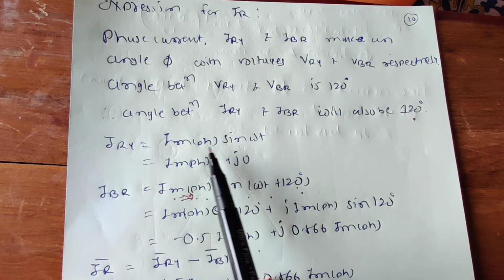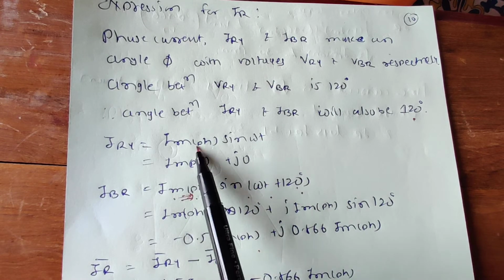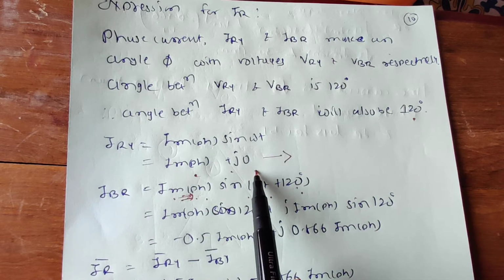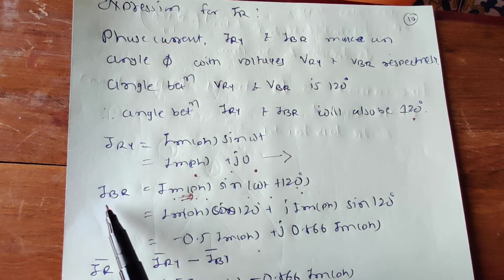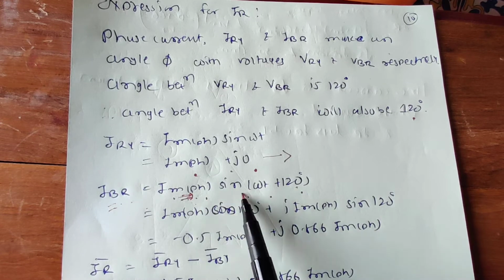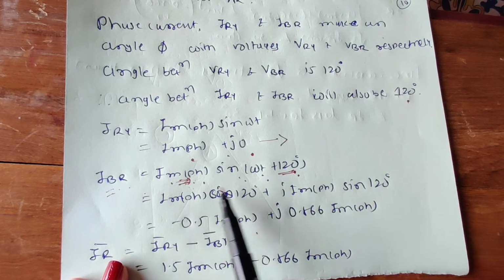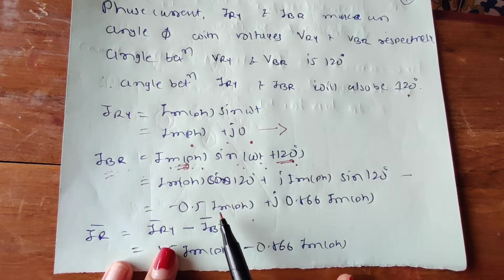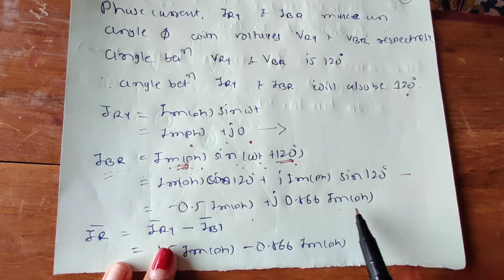From the connection, and by considering the phase sequence R, Y and B, I can write IRY equal to IMPH sine of omega t, where IMPH is the peak value of a phase current. In rectangular form, I can write IMPH plus J of 0. Now for IBR, I can write it equal to IMPH sine of omega t plus 120 degrees. Rewriting in rectangular format, we get minus 0.5 IMPH plus J 0.866 IMPH.